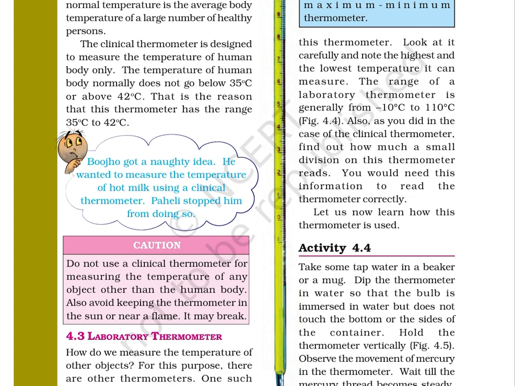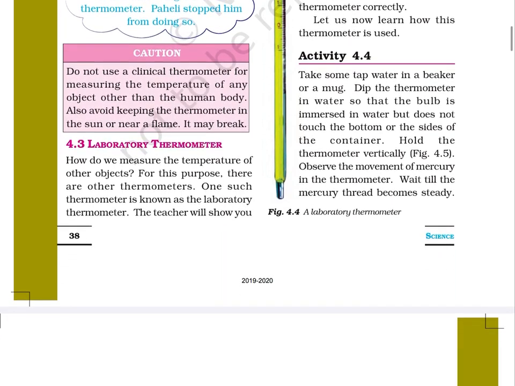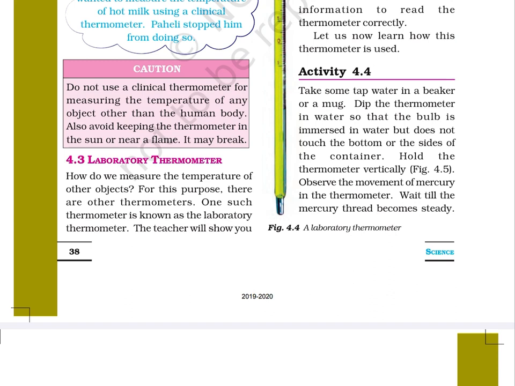There's a thought bubble given here. A picture of Bojo is next to it. Bojo got a naughty idea. He wanted to measure the temperature of hot milk using a clinical thermometer. Paheli stopped him from doing so. Caution: do not use a clinical thermometer for measuring the temperature of any object other than the human body. Also avoid keeping the thermometer in the sun or near a flame. It may break.